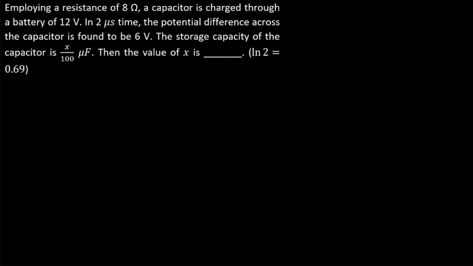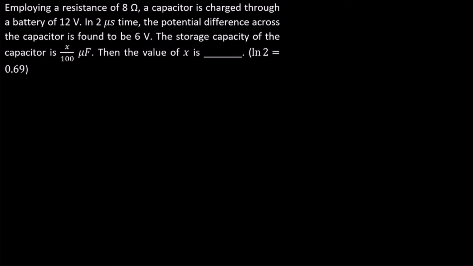This is a problem on DC RC circuit. The resistance is 8 ohms and a battery of 12 volts is attached across this resistor and a capacitor. The problem says in 2 microseconds, the potential difference across the capacitor is 6 volts, and we are asked to find the value of X, which is part of the capacitance of the capacitor. The log 2 value is also given.